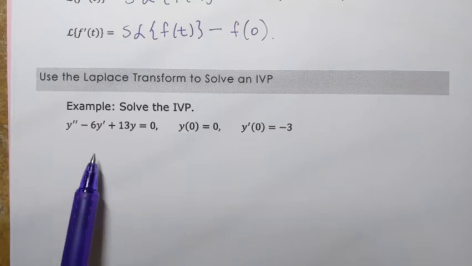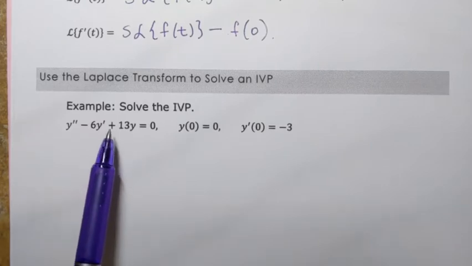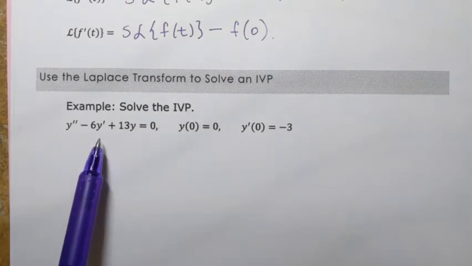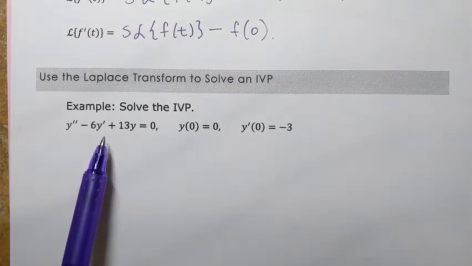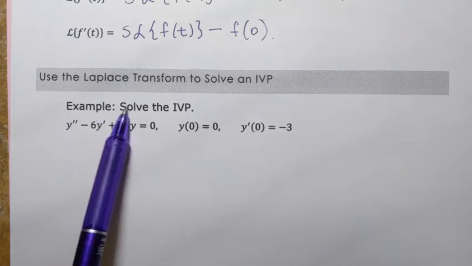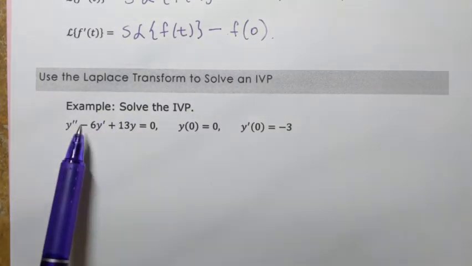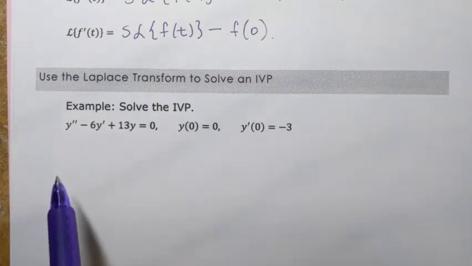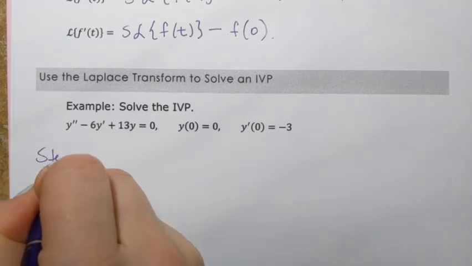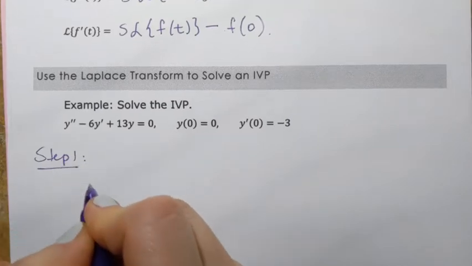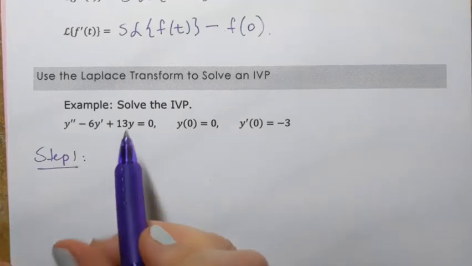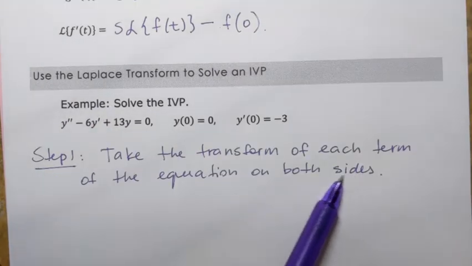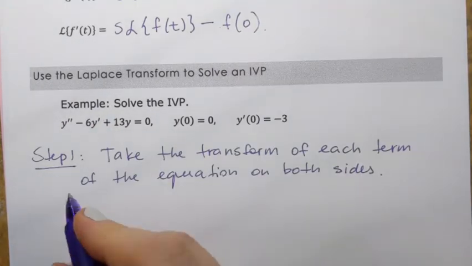So we start by applying the Laplace transform to both sides of the equation. But we know that since the Laplace transform is a linear operator, when we apply the Laplace transform to a sum or difference, it's the same as applying the Laplace transform to each term of that sum or difference. So for that reason, I'm going to write step 1 this way. I'll say in step 1, we need to take the transform of each term of the equation. And of course, we have to do it on both sides. So that's how it's going to look.